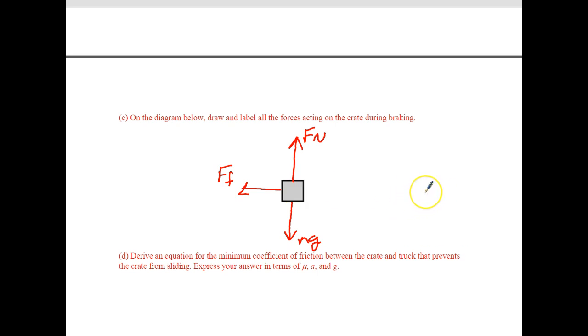The next thing that they want us to do on this is derive an expression or an equation for the minimum coefficient of friction between the crate and the truck that prevents the crate from sliding.